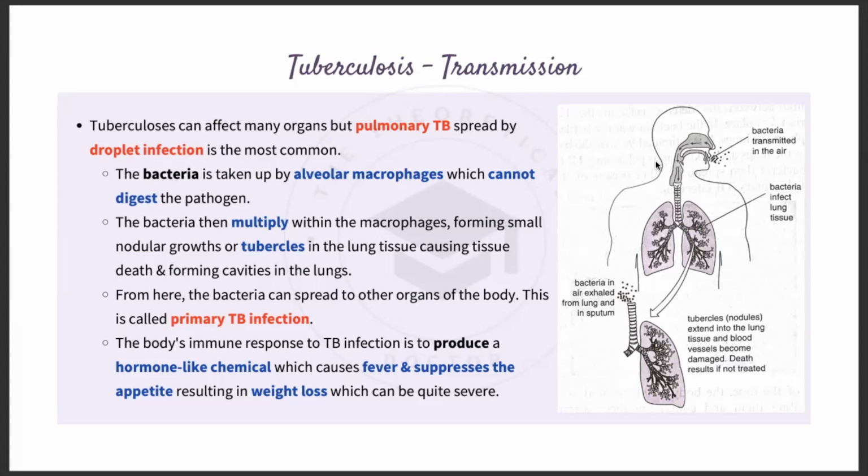So the body's immune response to TB infection is to produce a hormone-like chemical, and this will cause fever in the person, and it will suppress the appetite of the person. So that's why they come in with weight loss, and it's not just a small amount of weight loss, it's actually quite severe. So the patients are usually extremely thin, or scrawny, or they have lost a lot of weight, and on top of that they have blood-stained phlegm.